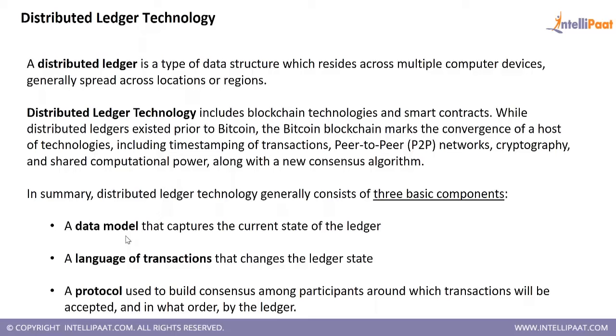A protocol is used to build consensus among participants. The protocols are proof of work, proof of stake, and Byzantine fault tolerance. We'll talk about at least some of these algorithms in future sessions, not today. Consensus is among participants around which transactions will be accepted, and in what order, by the ledger. The order in which these transactions would be accepted would be decided based on how we reach a consensus on a block.